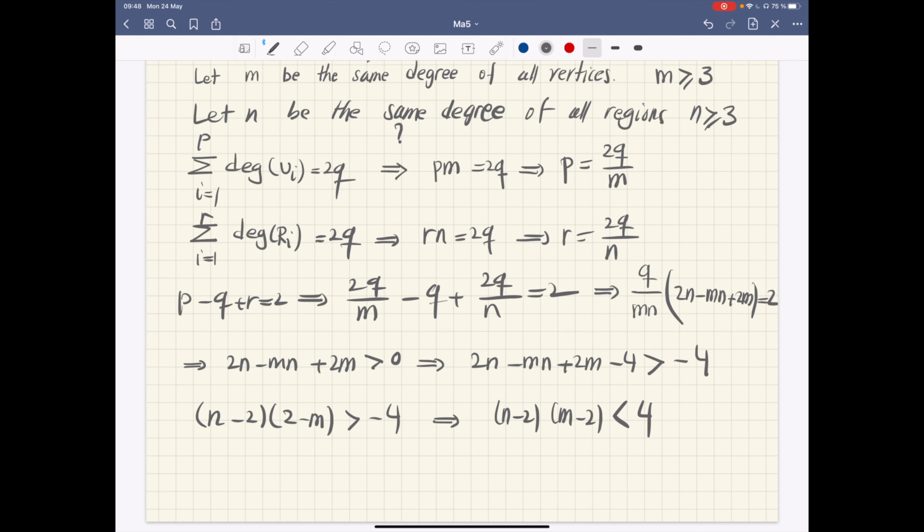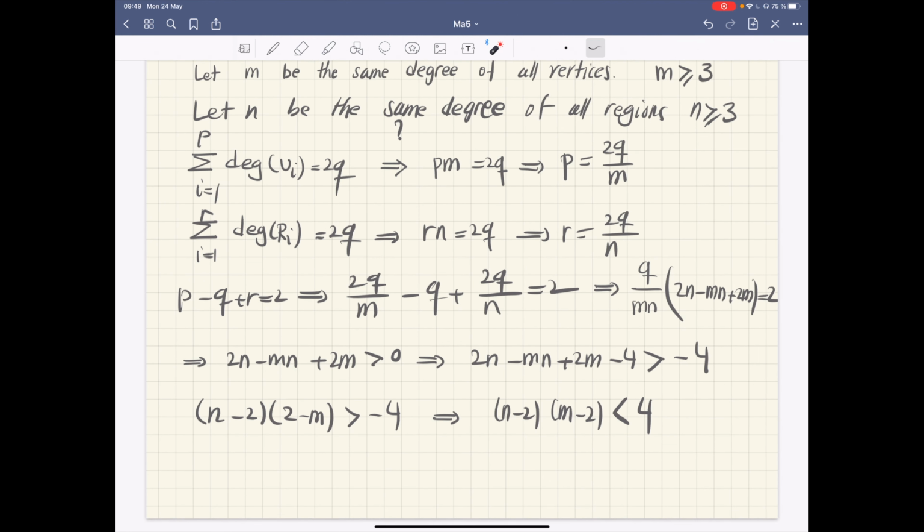But you just told me yourself that the minimum value for m is 3, the minimum value of n is 3, and then this product is supposed to be strictly smaller than 4. So there are not many options available. Yes, this is a natural number. This is a natural number, but the product of the two natural numbers is supposed to be smaller than 4. So what are the alternatives?